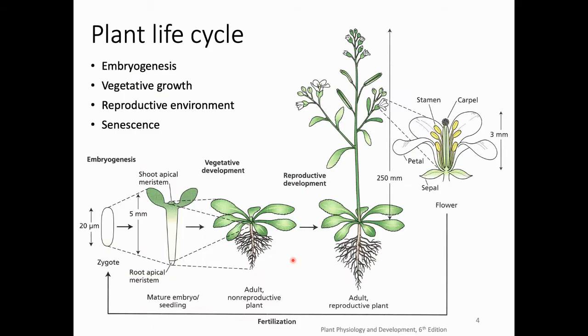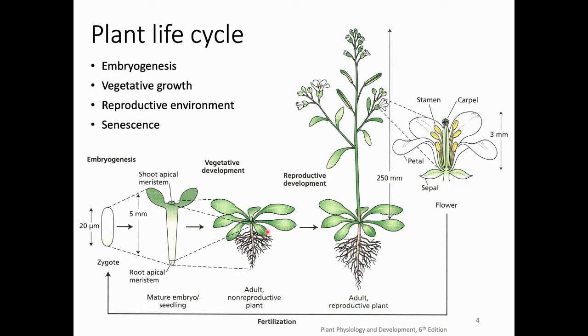And we can divide the plant life cycle into 4 stages. The first one is embryogenesis, starting from the zygote into the plant embryo, the rudimentary structure of plant organs. And then from embryogenesis, plants grow into an adult. During this stage, we call it vegetative development.